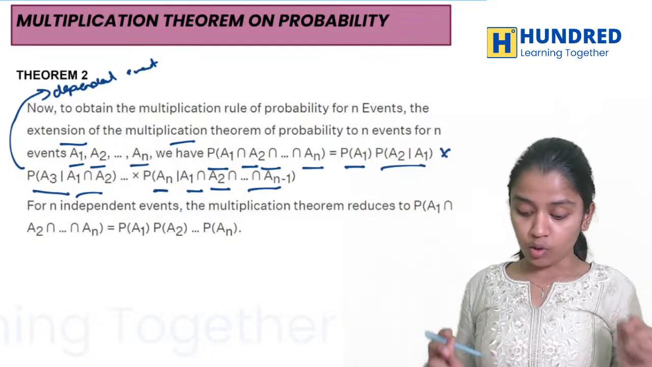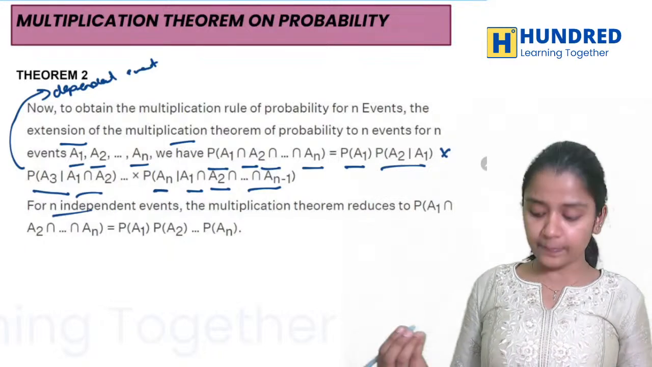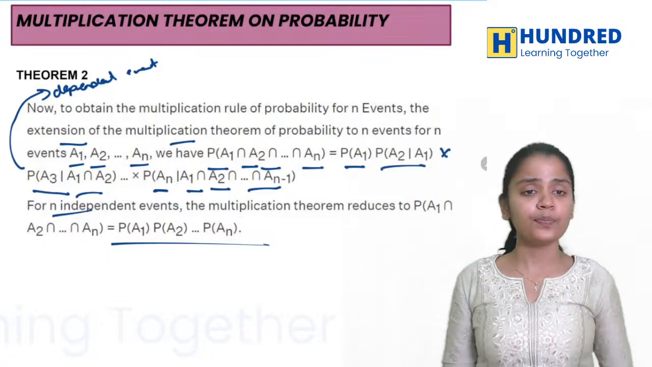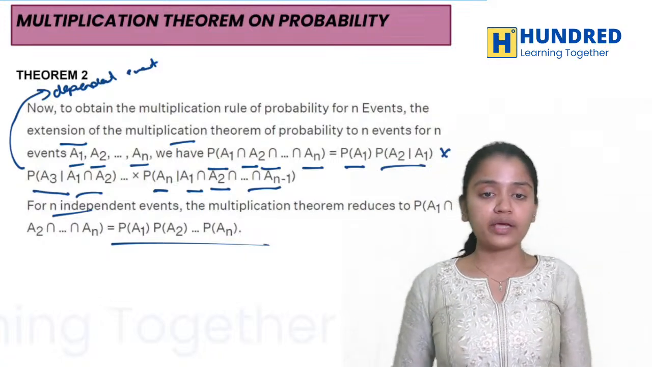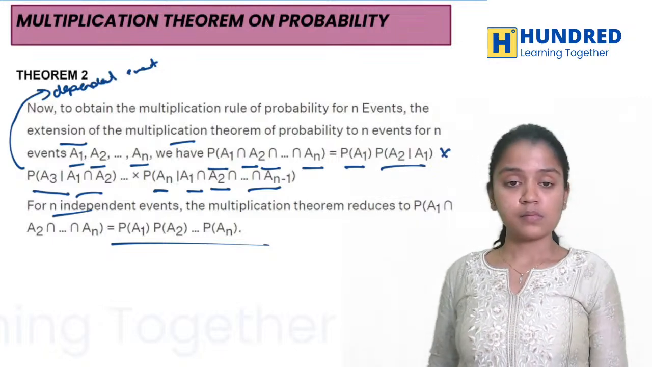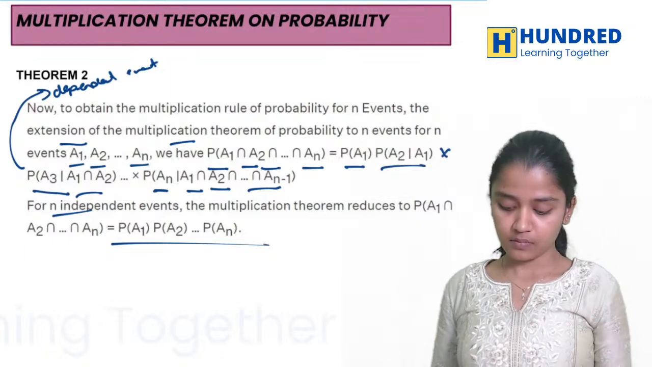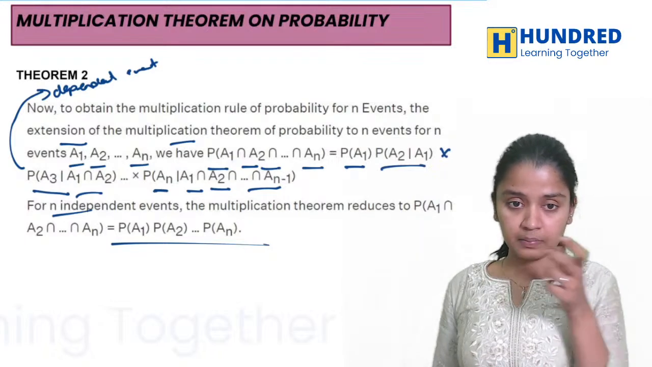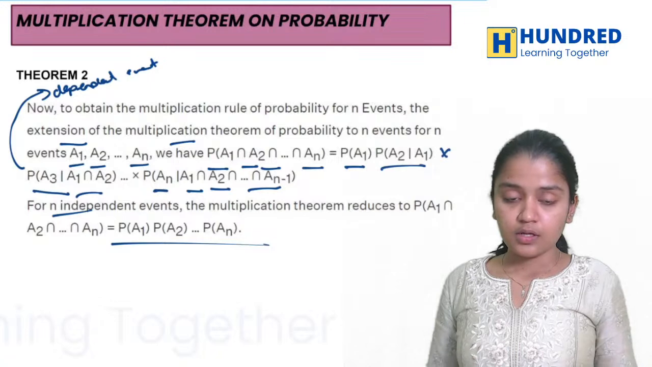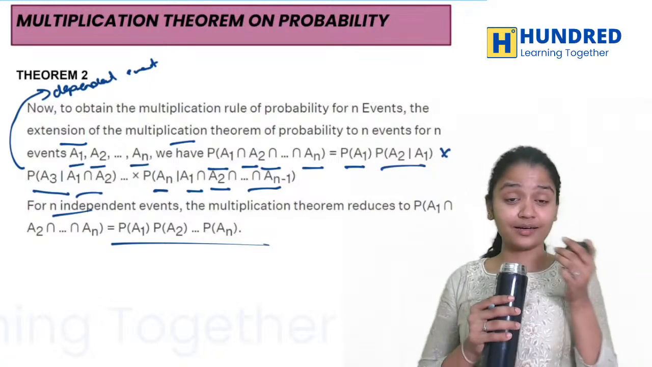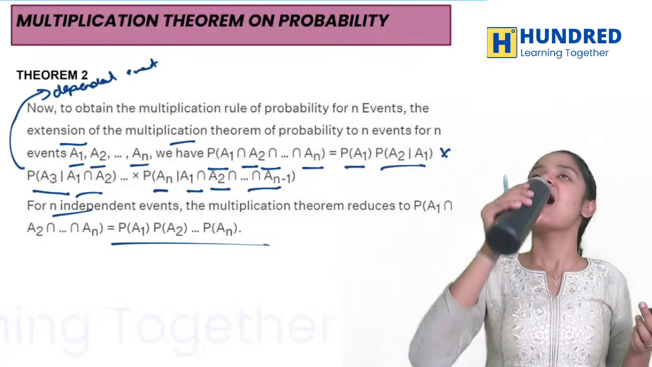Okay, now what about independent events? Independent event na எல்லா ஈவென்ட்டும் நம்ம just probability கண்டுபிடிச்சு அதோட multiply பண்ணா independent events. Okay, are you clear? Yes or no, Satyapriya, are you clear?